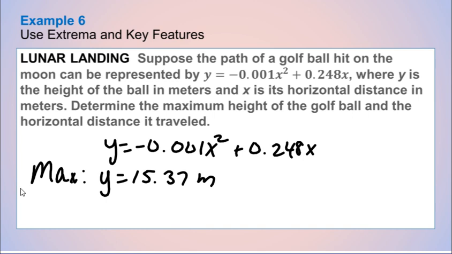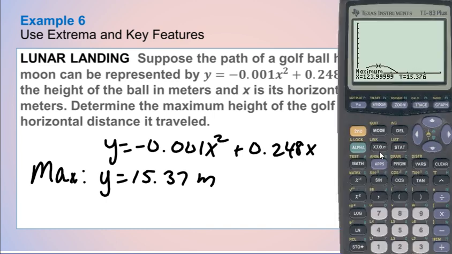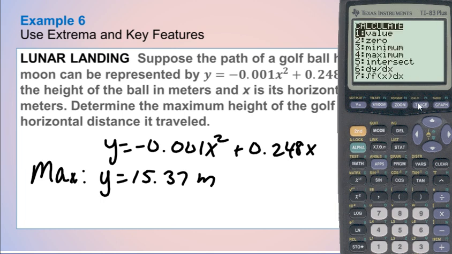And then the distance it traveled. So to find out the distance it traveled, I want to go from 0 to here. So I want to find out what this coordinate is here. So if I go second trace, I need to find the 0, so number 2. Left bound, it means above the x-axis, so I'm going to hit enter. Right bound means I have to go below. So I'm just looking at my y coordinate until it gets in the negatives. There it's in the negatives right here. Hit enter a third time.